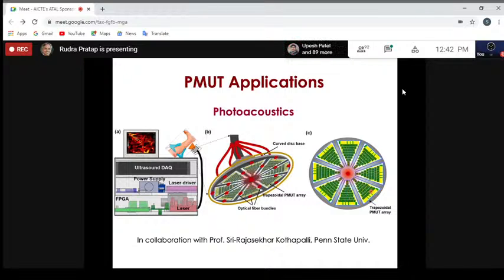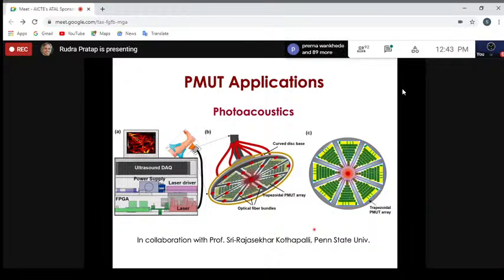I'm working with Professor Rajsekhar Kotapalli at Penn State to do photoacoustic applications of these PMUTs, okay, where you have a laser in the middle, and with the laser you can excite very, very tiny organs in your body, and once they get excited with this thermal energy, they actually emit ultrasound waves, which can be picked up by these ultrasound sensors here, and you can image where that particular organelle is, and you can do imaging inside the body.